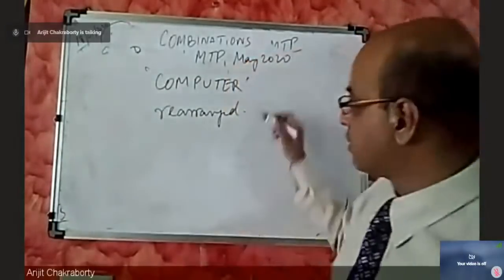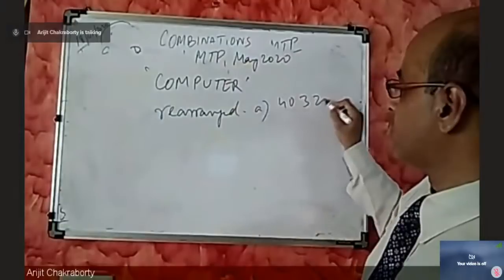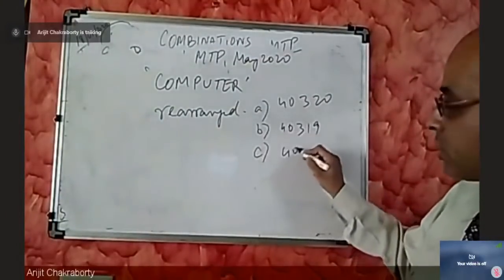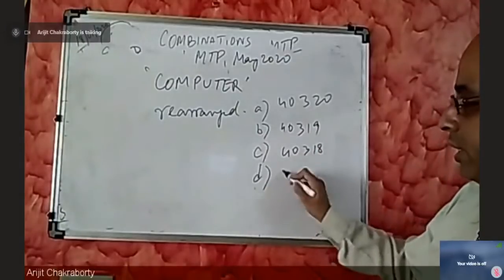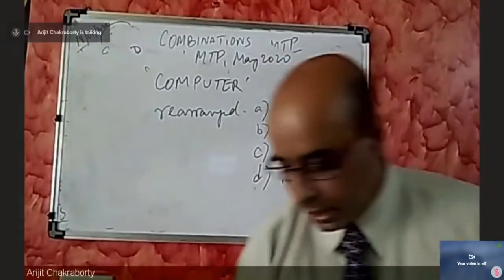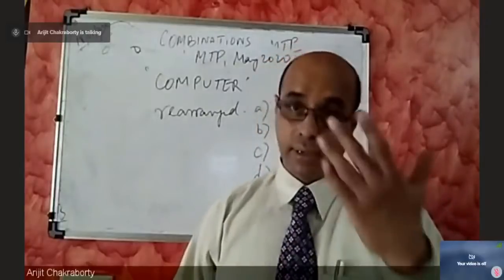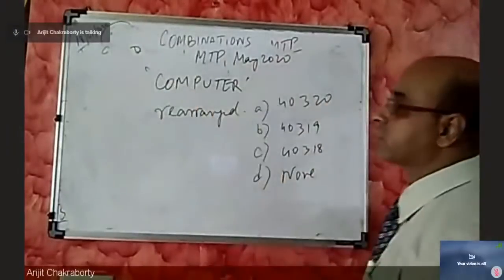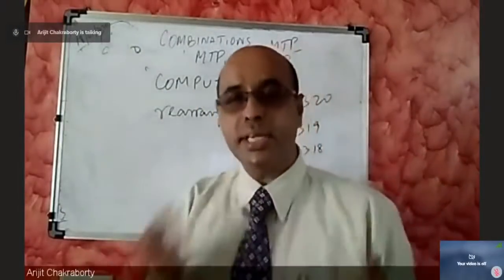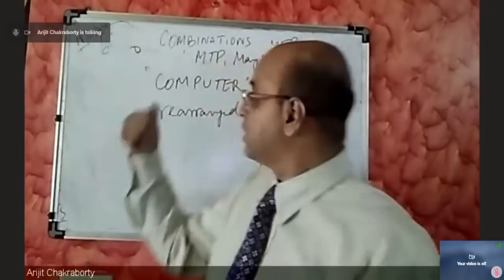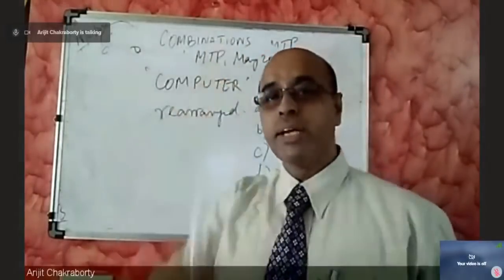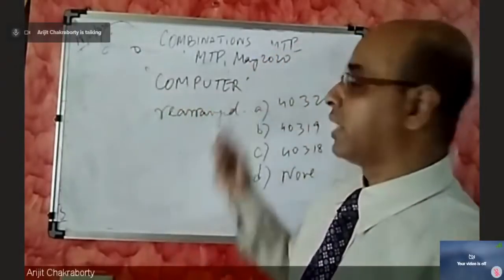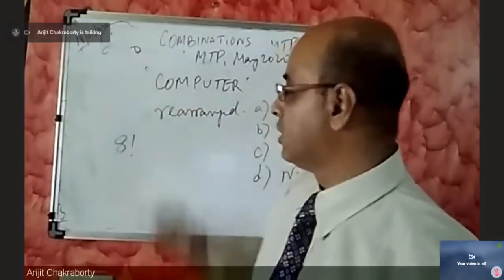The options given: option A 40,320, option B 40,319, option C 40,318, option D none. 90% of us, maybe, I don't know, but my guess is 90%, will see the question and will say, oh wow, yes, I know. Oh yes, computer. Okay, sir taught me in the class, virtual class. Oh, 8 letters. So 1, 2, 3, 4, 5, 6, 7, 8. 8 letters are there. So it is simply 8 factorial.